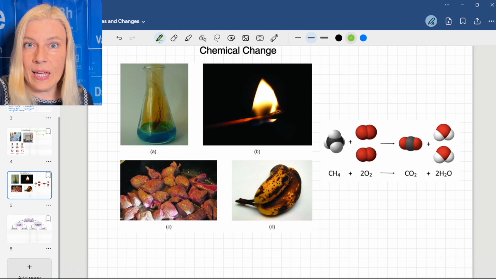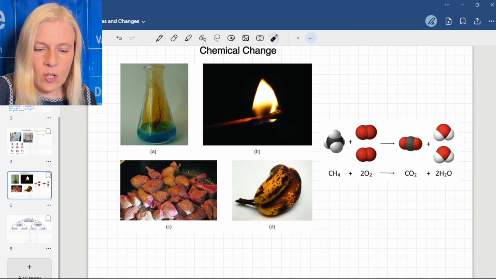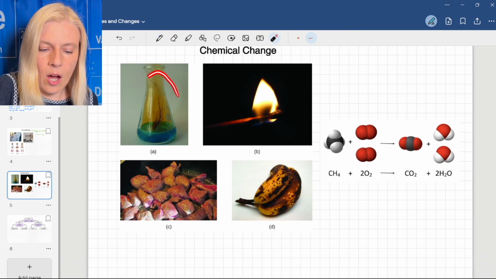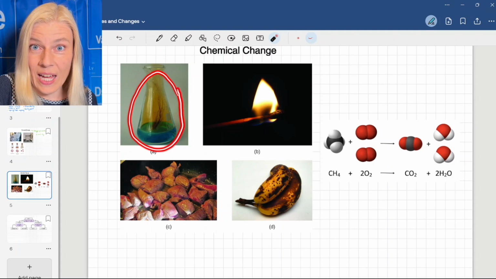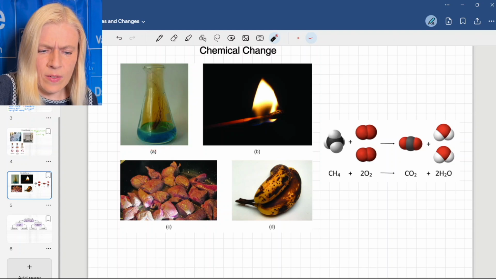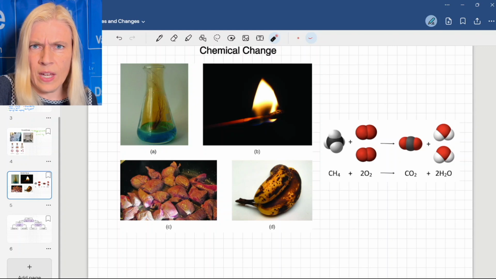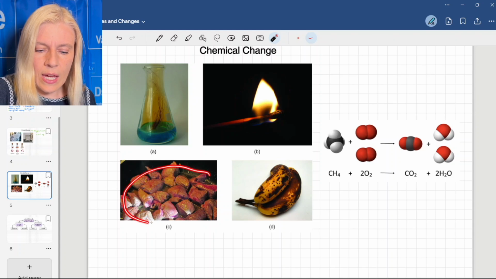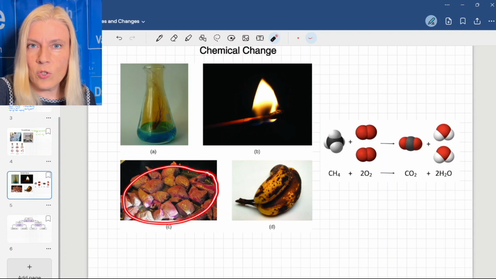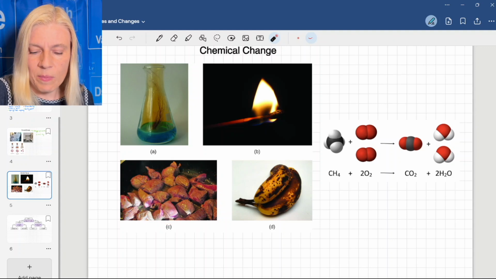Here are some examples of chemical changes. Here is probably copper reacting in nitric acid, and you can see that there's brown gas produced. The liquid becomes blue. Here we have fire, a combustion reaction. Here we have, again, a cooking steak. That's a big chemical change. Cooking is a chemical change. And here is banana ripening, also a chemical change.